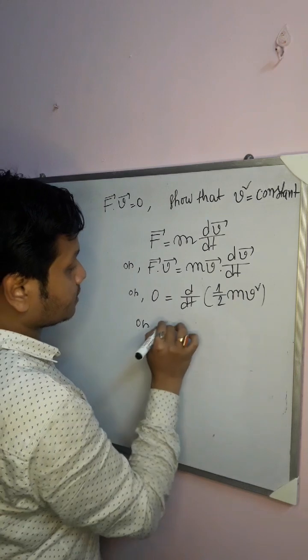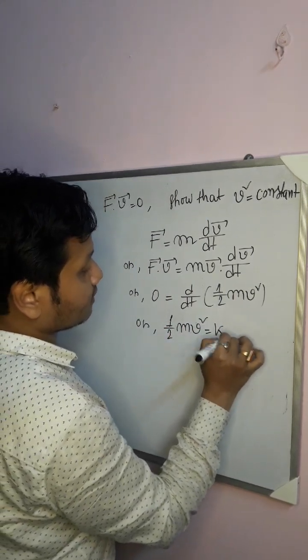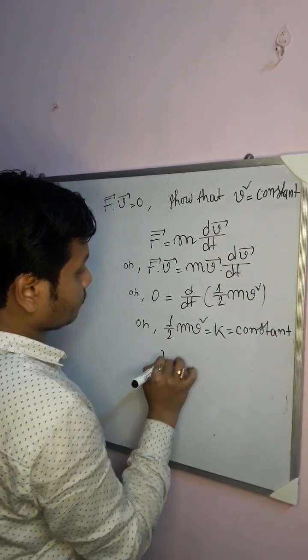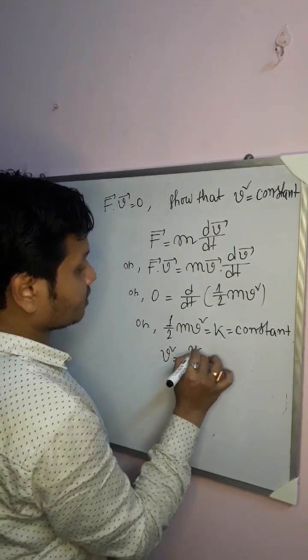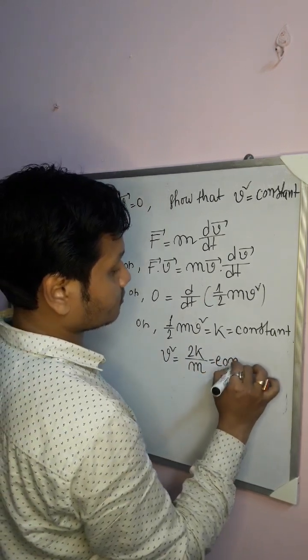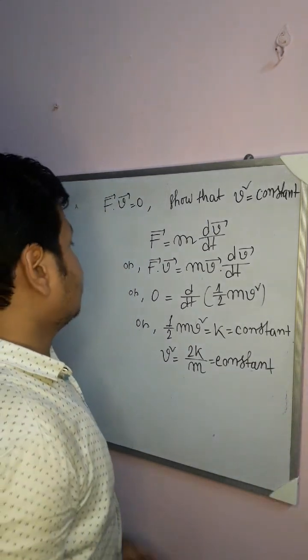So obviously this term is constant. Say this constant is k. So what will be my v square? This is simply 2k by m. k is constant and m is constant, so v square is constant. So this is also a simple numerical.